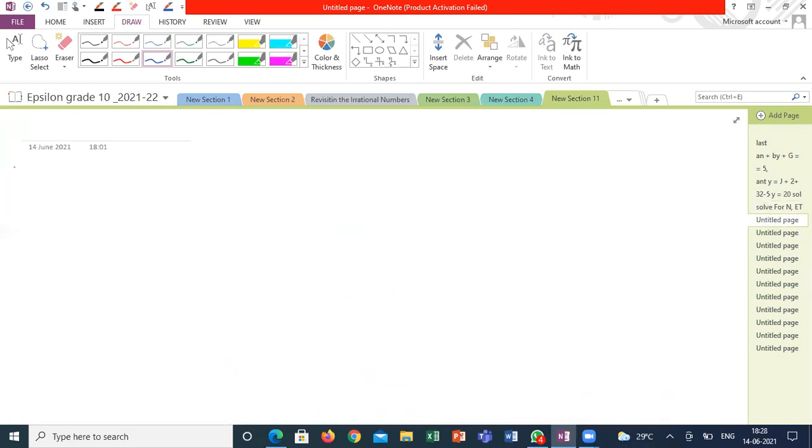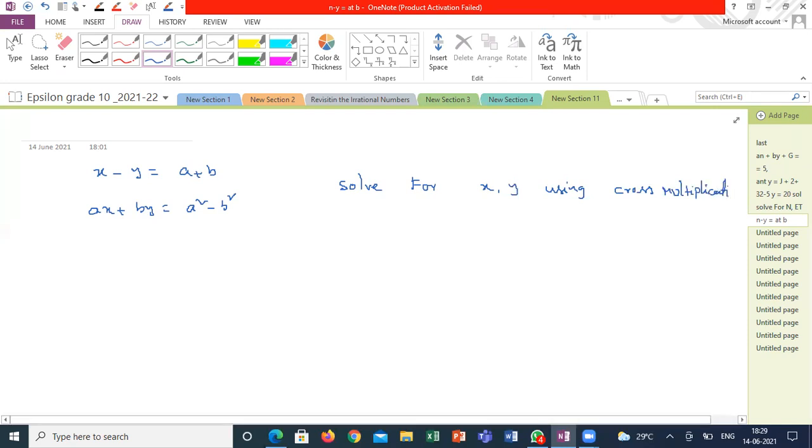Find the solution of x and y where x minus y is equal to a plus b, where a, b are constants, and ax plus by is equal to a square minus b square. Solve for x, y using the cross multiplication method. I'm giving 5 minutes to solve this one.